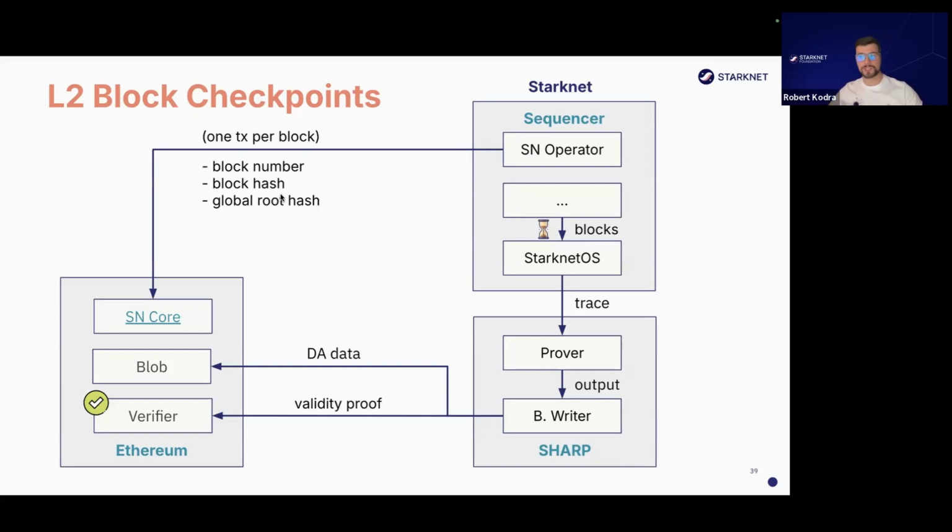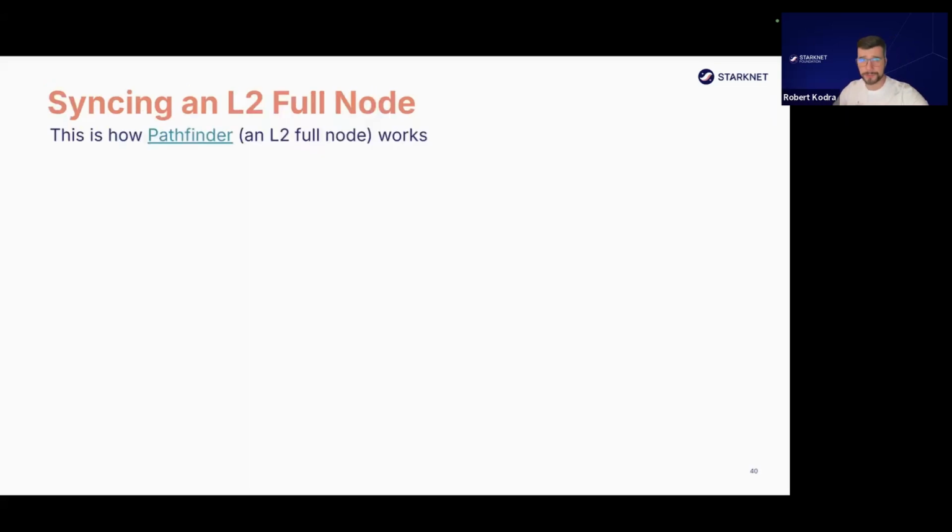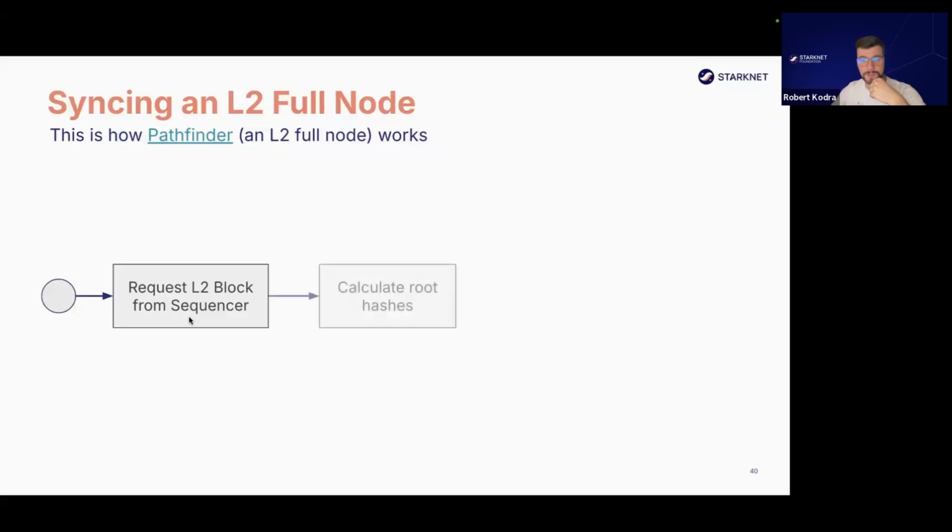And this is a way to do a checkpoint of the state of layer 2 on layer 1 as a simple transaction. So thinking of a layer 2 full node, this is the example of how Pathfinder works. Pathfinder requests a new layer 2 block that is being produced by the sequencer. Then it calculates the root hash of this new layer 2 block.